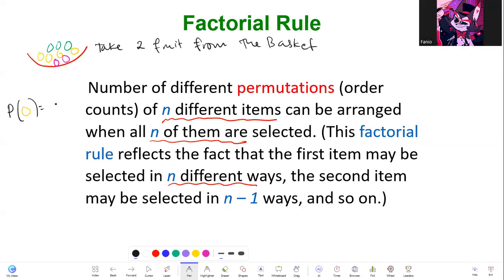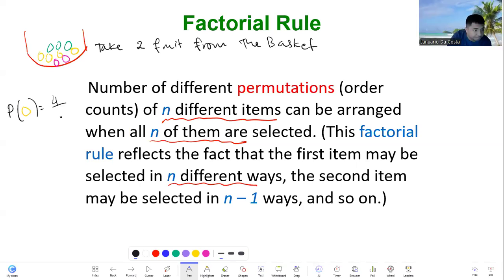Two over, I believe. Two? Nine? No, orange. How many oranges are in the basket? This is our basket. 4. Yes, 4. 4 of 9. So that's the probability of choosing an orange, or approximately 0.44.